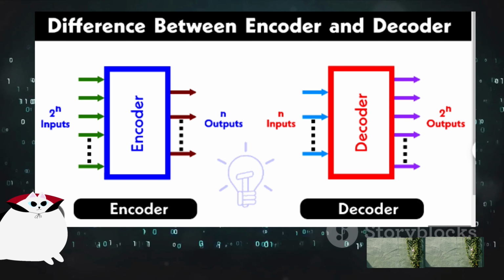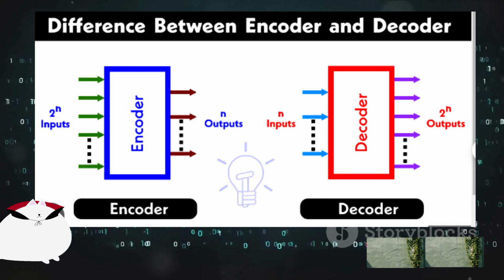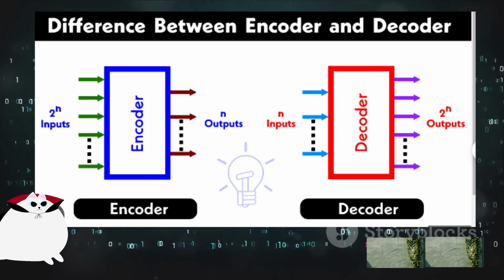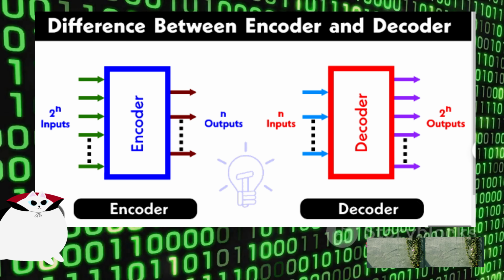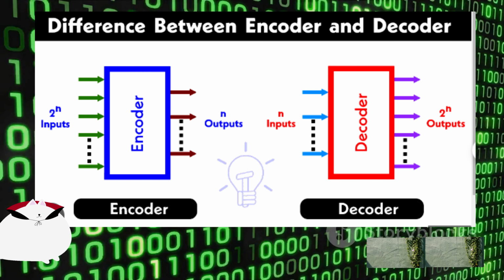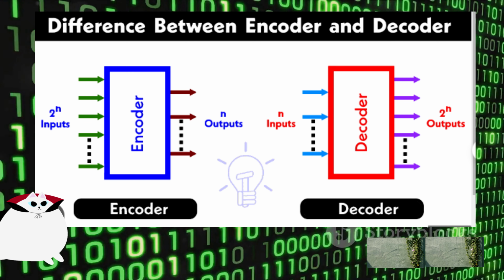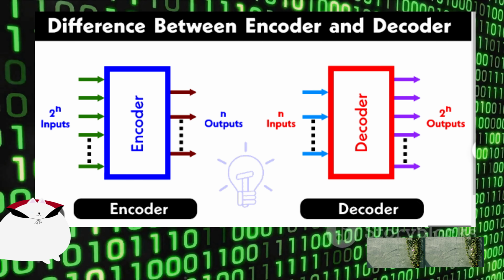The number of inputs accepted by an encoder is exponentially more than its outputs, with the ratio being 2 to the power of n inputs to n outputs. A decoder, on the other hand, works the opposite way. It accepts n inputs and converts them into 2 to the power of n outputs.